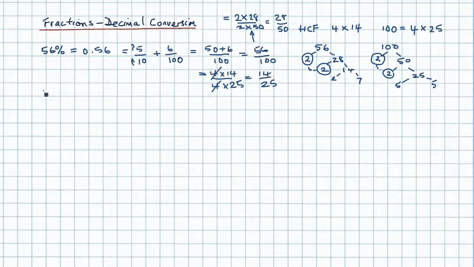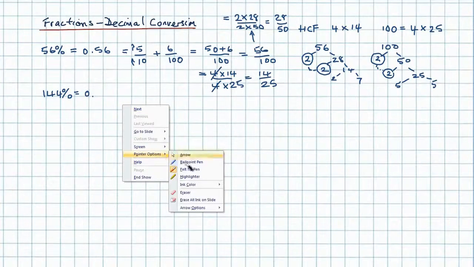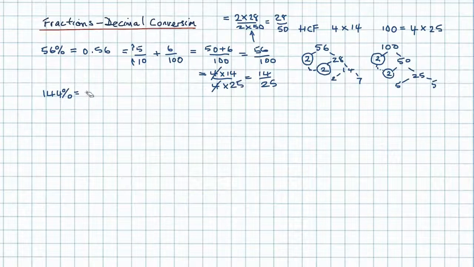Let's look at something like 144%, which of course is 0. No, it's not. Let's erase my mistake, which is 1.44. Okay, so again, very important to get used to seeing percentages as decimals, saves an awful lot of time.